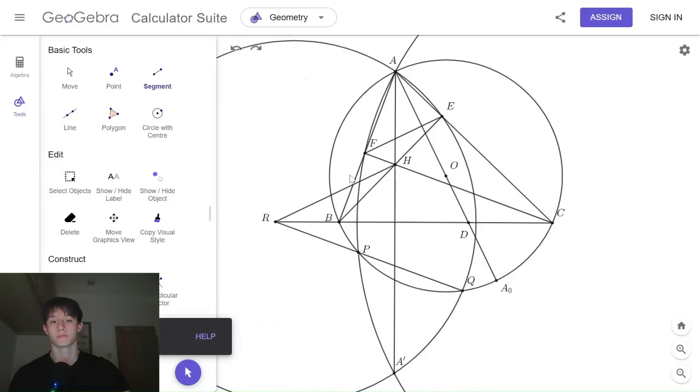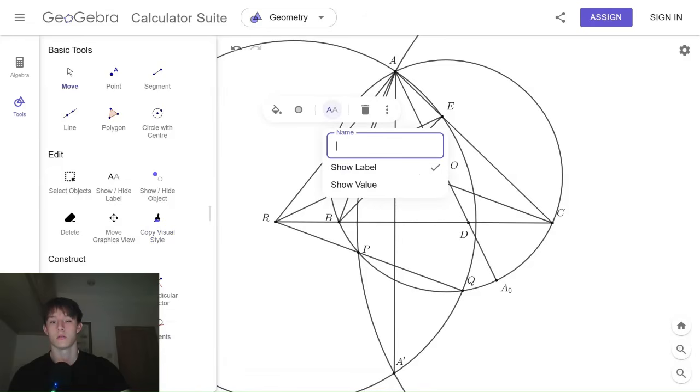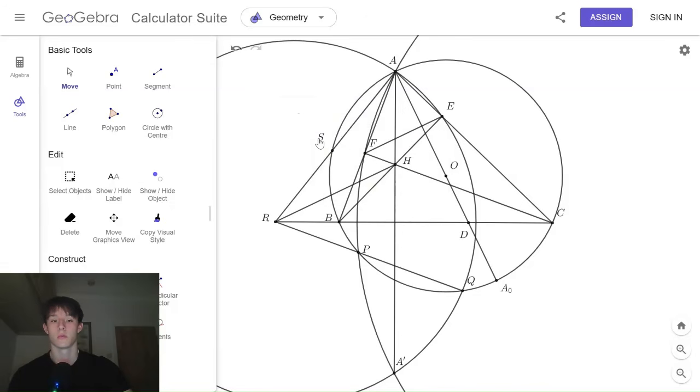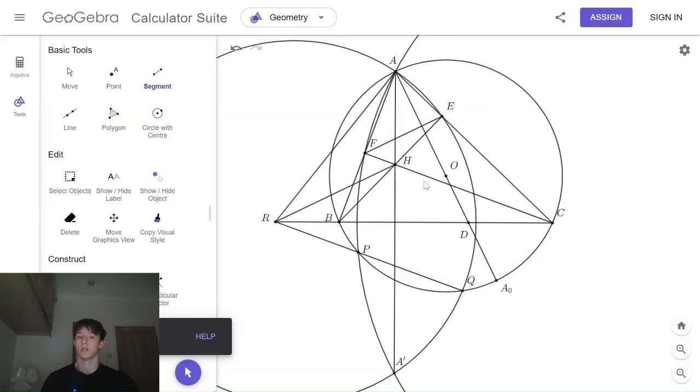Well, the other thing is that if we intersect AR with the circle at a certain point, let's call this point S. We know that DH should be perpendicular to AR. DH and AR. Okay.